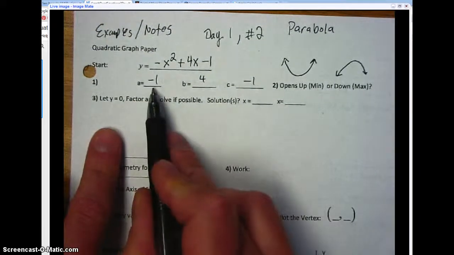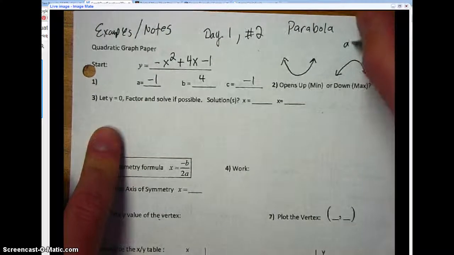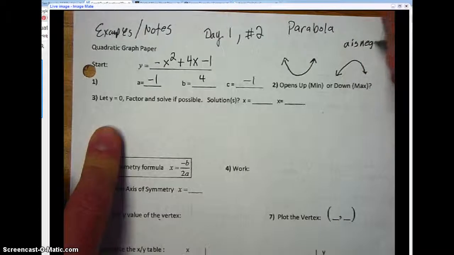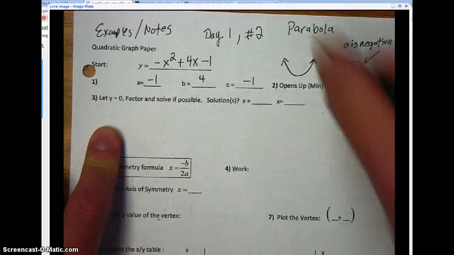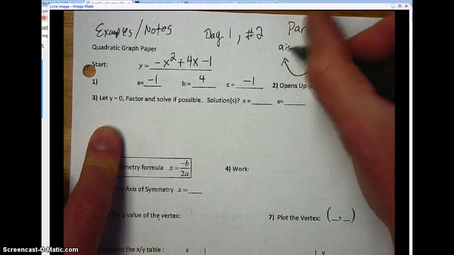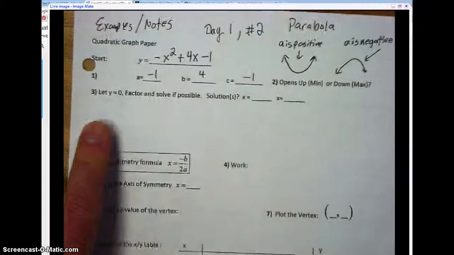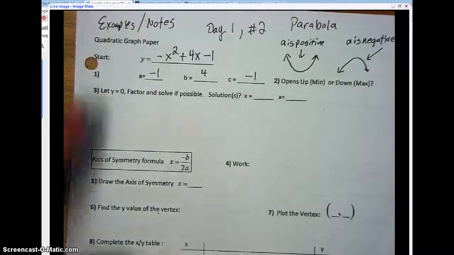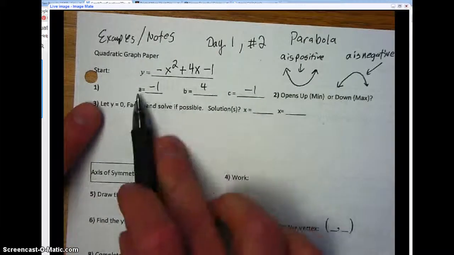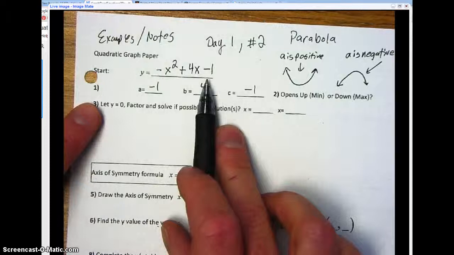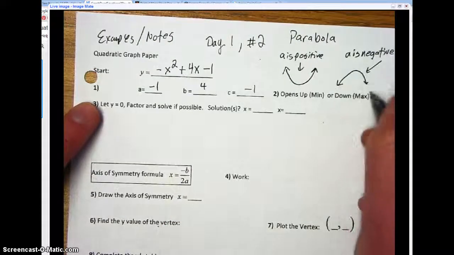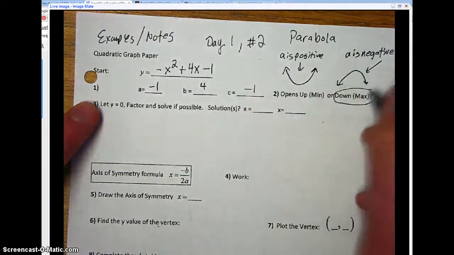This number right here, if it's negative, think it's sad. It's negative. If A is negative, it does that, right? Which, in this case, if A is positive, it smiles. Okay? So let's do step 1. Does this open upward or downward, this function? Down, right? So it's going to be an upside down parabola. So everybody just circle down.